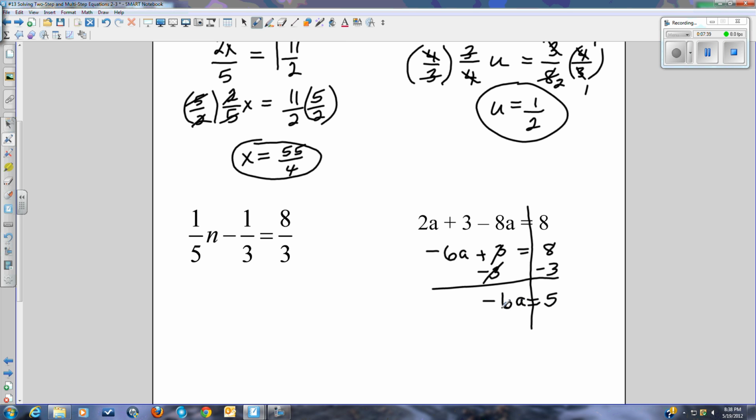We want to get a alone. It's being multiplied by negative 6, so we're going to divide everything by negative 6. The negative 6's cancel, and we're left with a equals negative 5/6.